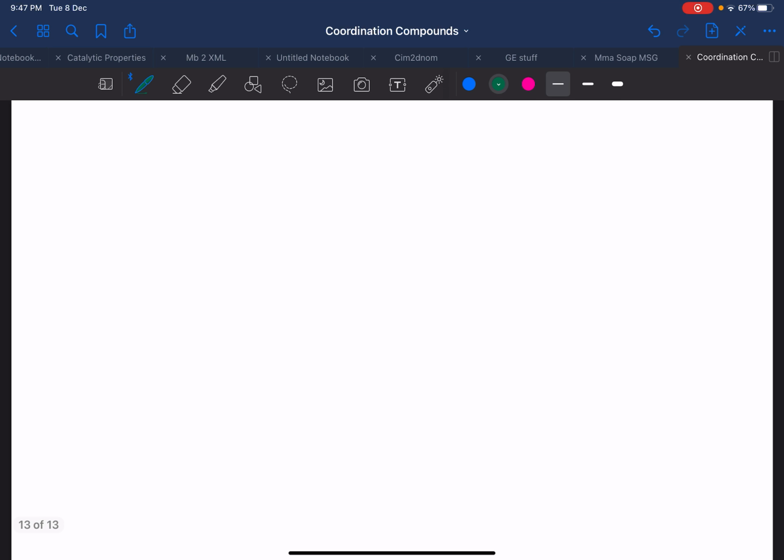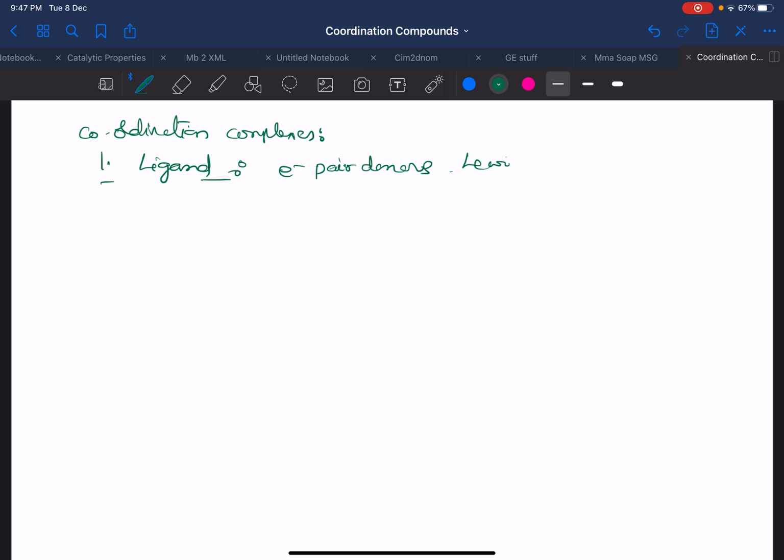Next are the important terms in coordination complexes. What are the important terms? First one is ligand, very important. Ligand means electron pair donors. In other words, they are also called Lewis bases. Electron pair donors are the Lewis bases.